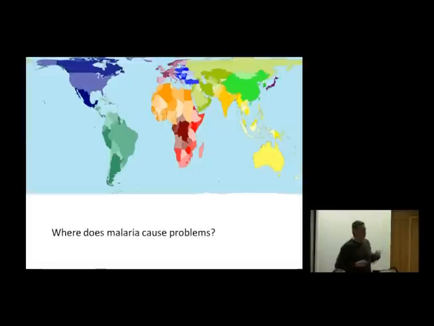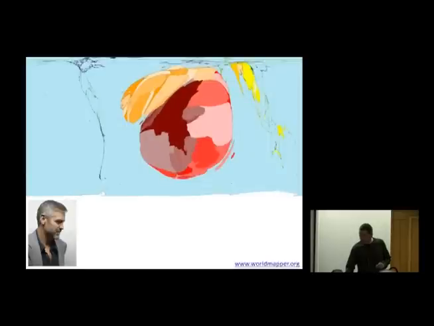Let's do a clever little trick here. Let's take a map of the world, and let's take each country. If the country gets more than its fair share of malaria, let's make it a little bit bigger. And if a country gets less than its share of malaria, let's make it a little bit smaller. Okay? So look at the map, and here's the new map.